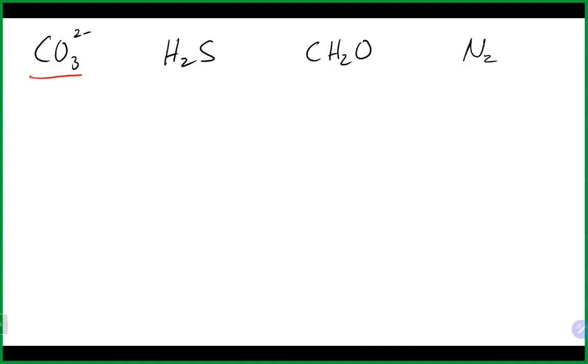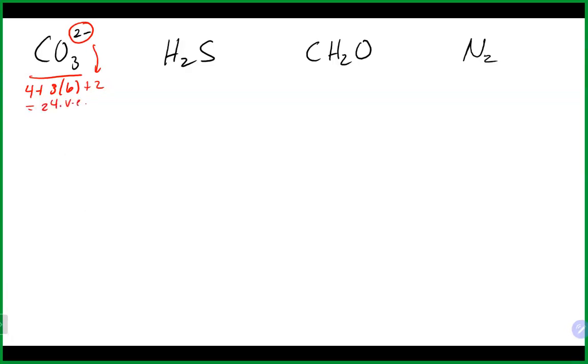So we'll start with our valence electrons. Carbon has 4. There are 3 oxygens, each are 6, that's going to be 18. So once again, we have a -2 charge here, which means we do need to add 2 to our total. That's going to give us 24 valence electrons here.